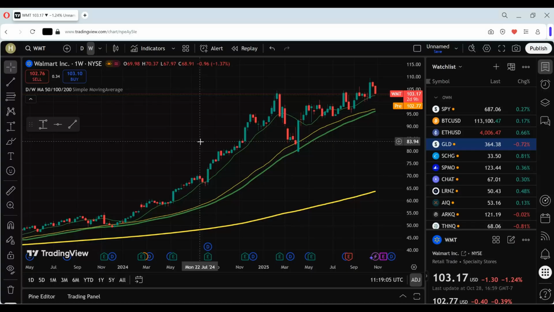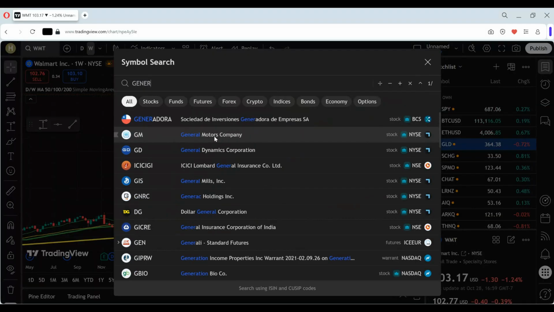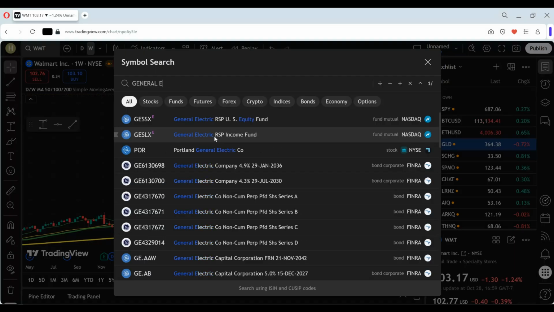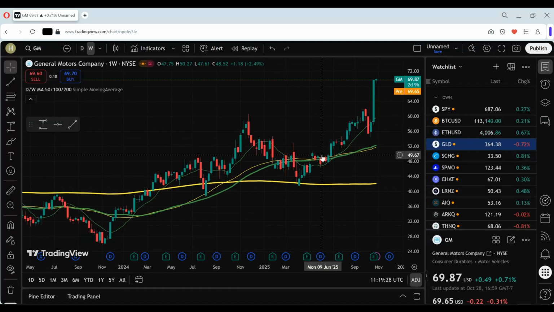You might type in General Electric. That's not General Motors. Their ticker is GM for General Motors. You could click on that. See, it says New York Stock Exchange, NYSE. So that's what you want. That's General Motors here.